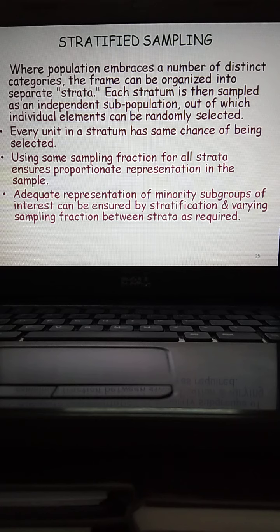So let us come to the slide here. What is the second point? Every unit in a stratum has the same chance of being selected. You see here.